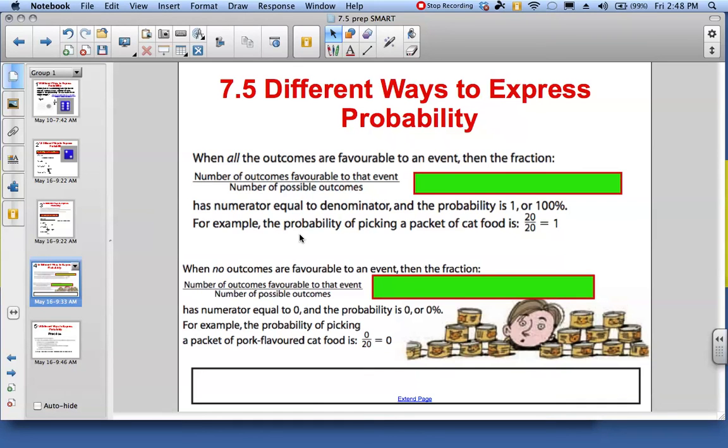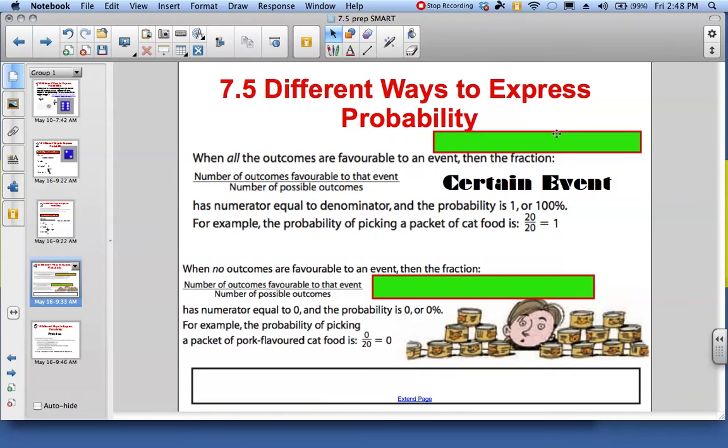There's no dog food, there's no bird food, it's all cat food. So 20 packages of cat food, what's his chance of pulling one package of cat food? 20 over 20. 20 divided by 20 is 1, or 100%. This is called a certain event. Is Sam going to pull a package of cat food out? Yes, he's going to pull a package of cat food out.